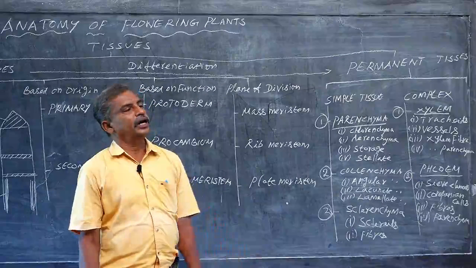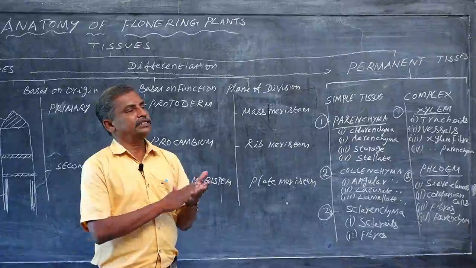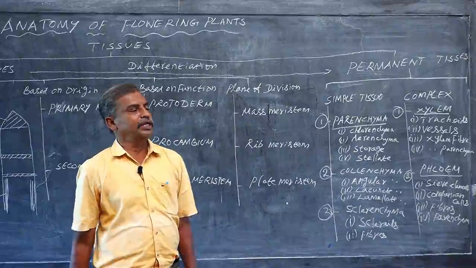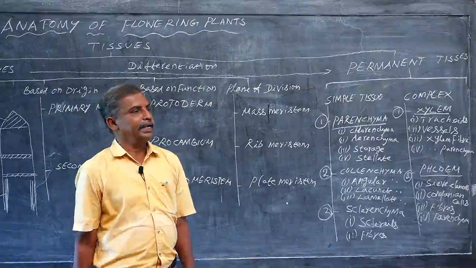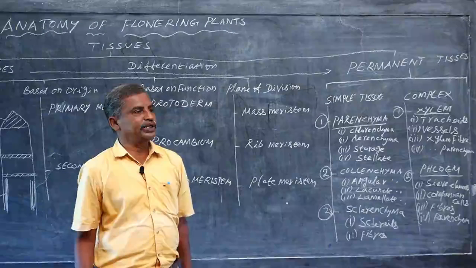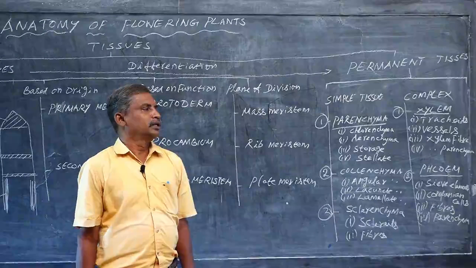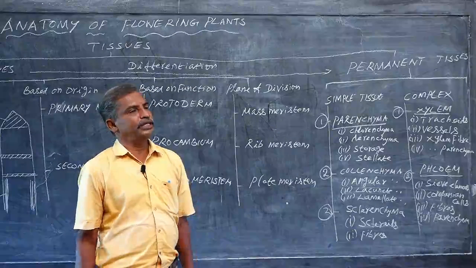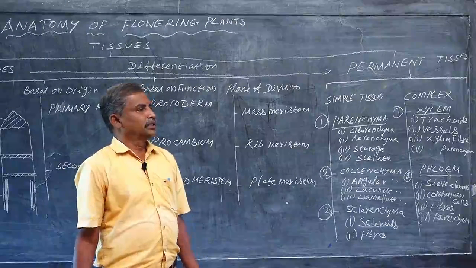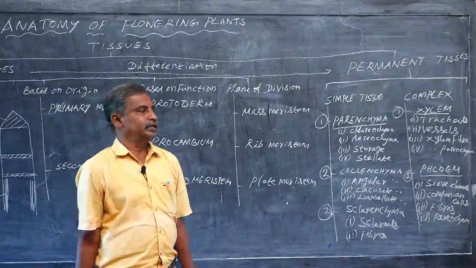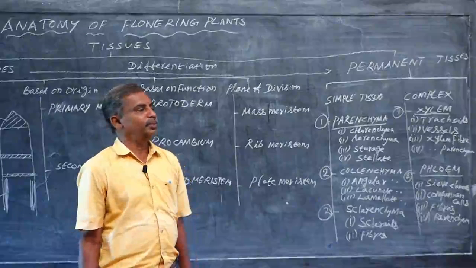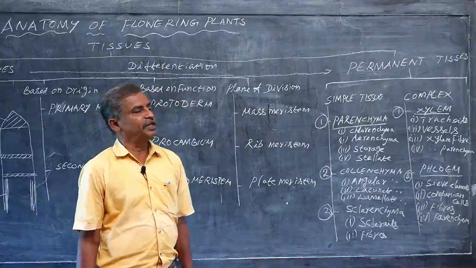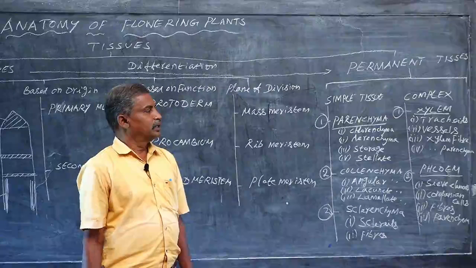The sieve elements are a living tissue. Why is it called living tissue? It has protoplasm. The younger sieve elements have a conspicuous nucleus, and the cytoplasm is found as a cytoplasmic strand. So, sieve elements are living tissue. In mature sieve elements, the nucleus may degenerate and the protoplast also degenerates. So, mature sieve elements are dead tissue, but the living, active sieve elements have protoplast.